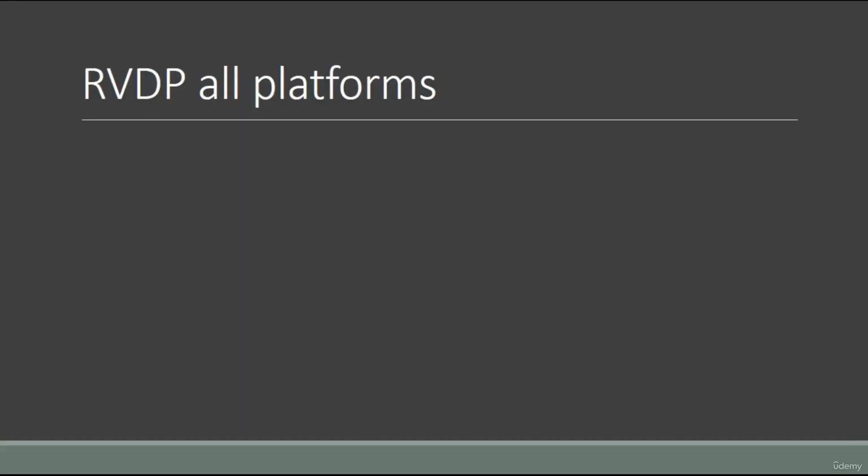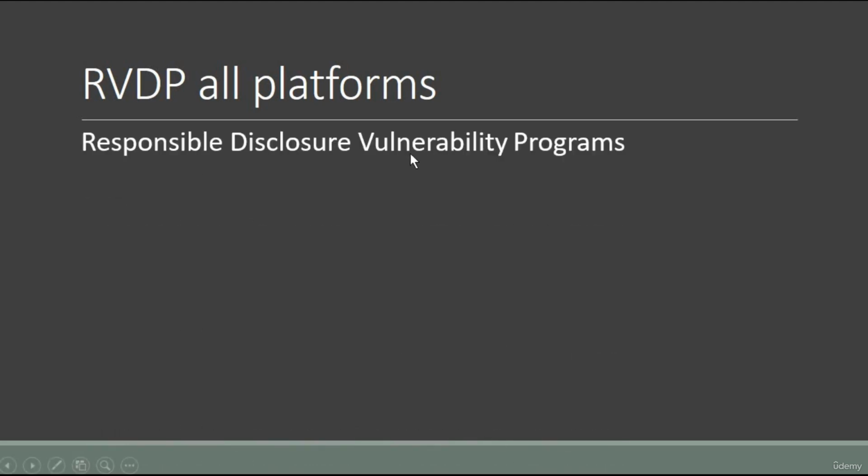Okay guys, this is the last video of this section, and in this I just want to tell you some mitigation, not a mitigation type, but to be careful when finding bugs on any website. So let me show you some points. The first one is the Responsible Disclosure Vulnerability Program, RVDP, which you already know about. We have discussed it many times.